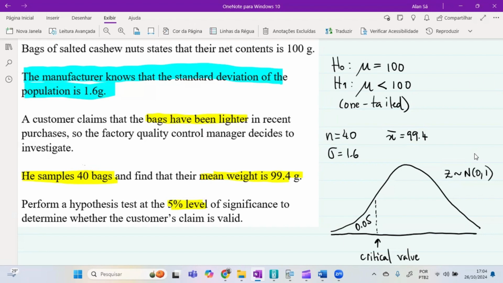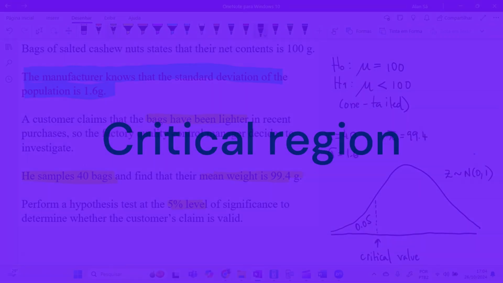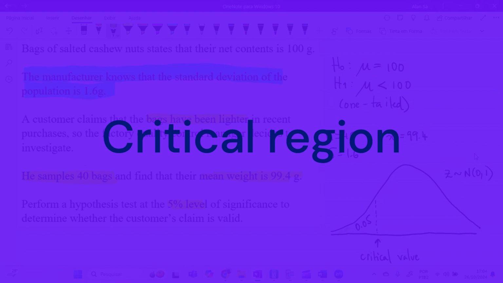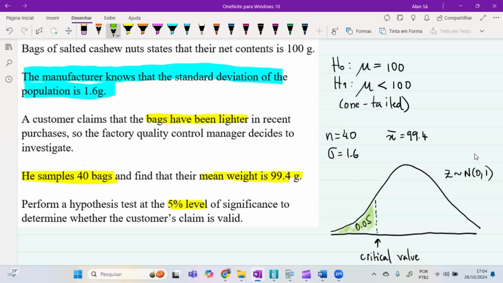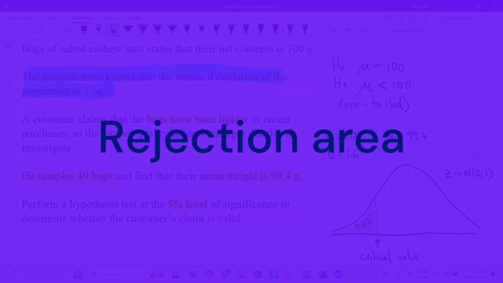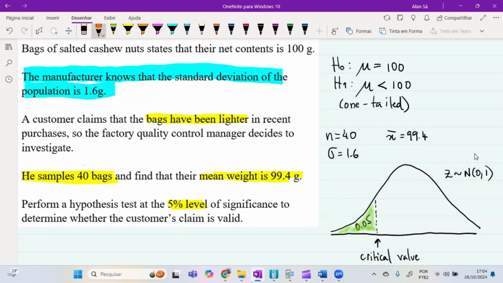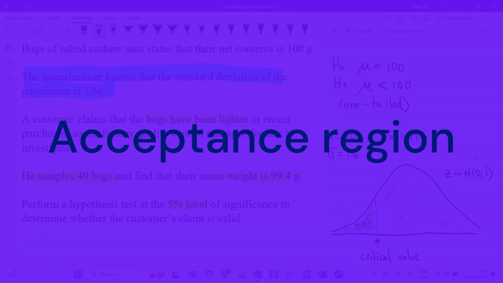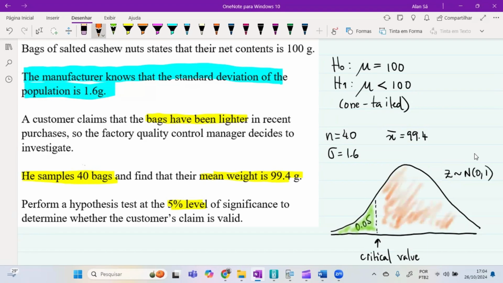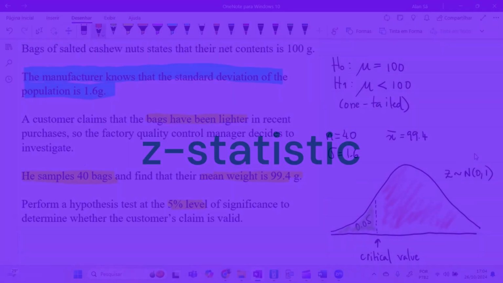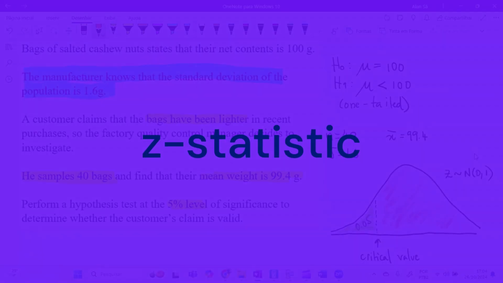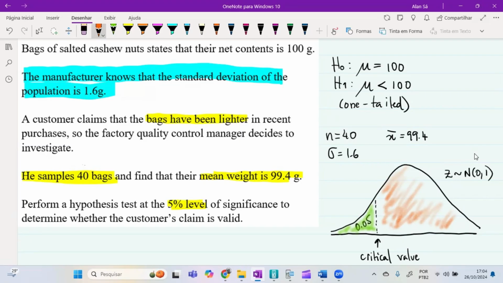If the value lies in what's called the critical region, then we reject H0. So this area in green is called the rejection area, while the other area, the big area, is called the acceptance region. When we do the test, the calculator gives the p-value and also the z-statistic. So I'm going to show you how to find the critical value and how to find the z-statistic.